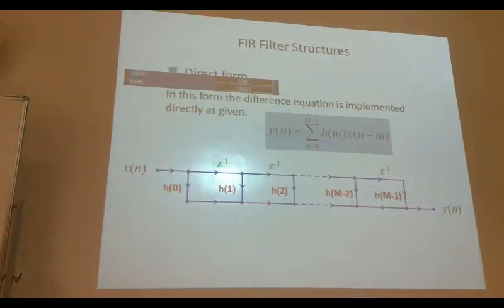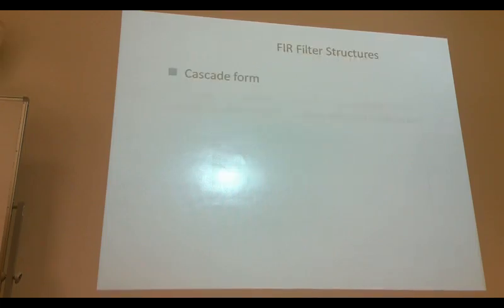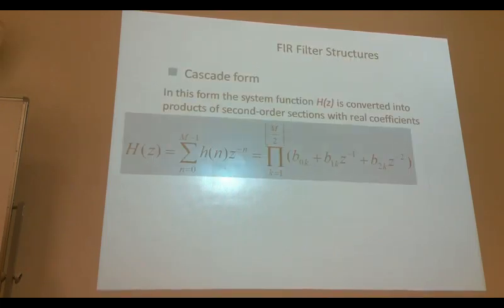So this was the direct form. There is another form called the cascade, which is exactly the same idea as in the case of IIR, except that instead of writing the whole polynomial in one shape, we break it down into second-order roots.